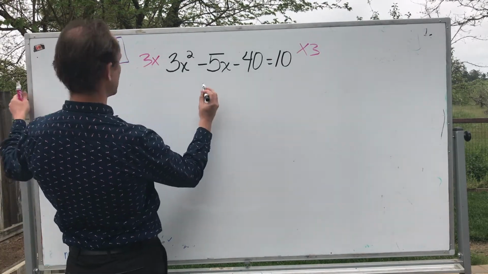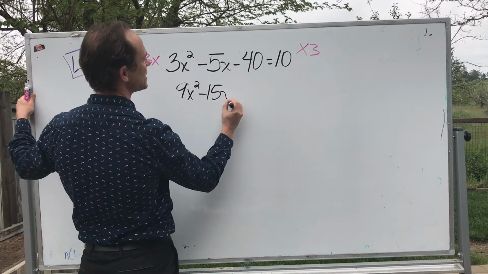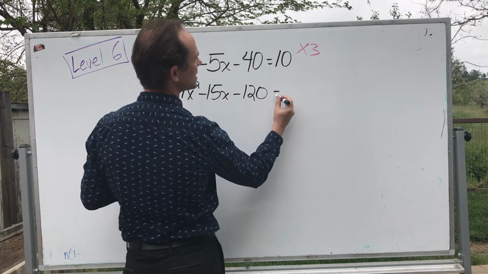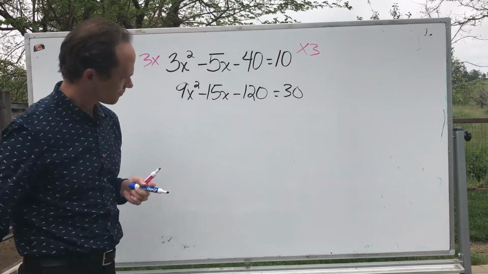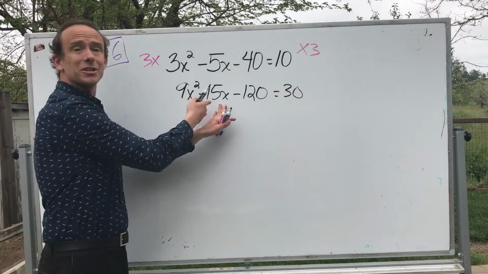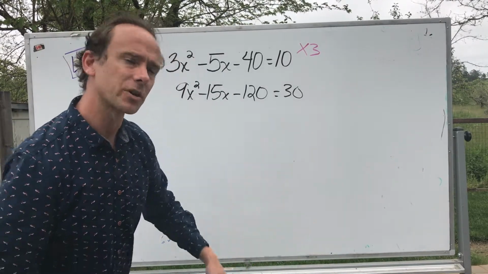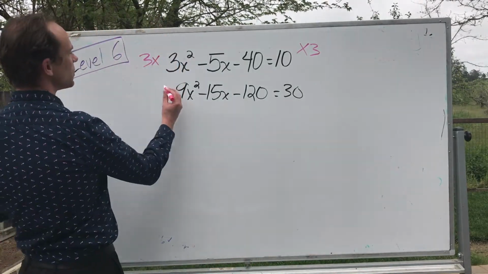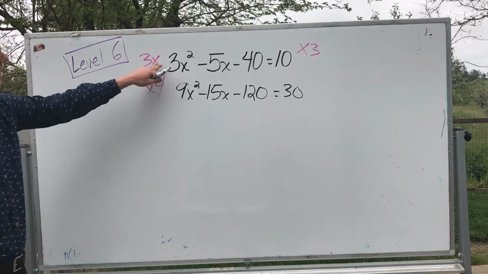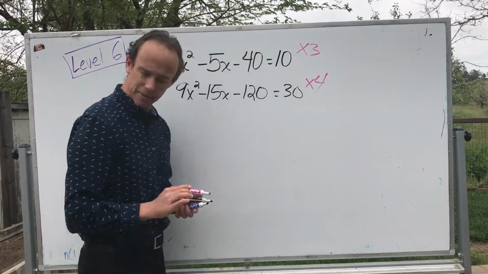And we'll get 9x squared minus 15x minus 120 is equal to 30. All right, beautiful. Now, middle term, that's odd. You know, we need the middle term even. And so just like a level 5, we're going to approach it the same way, where we'll make the middle term even by multiplying by 4. I put the x there and I switched where the x went. How about that? All right, multiply everything by 4.